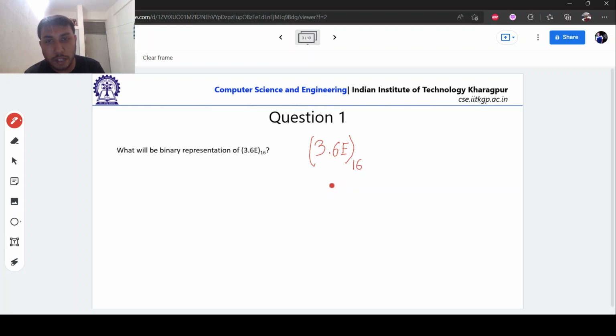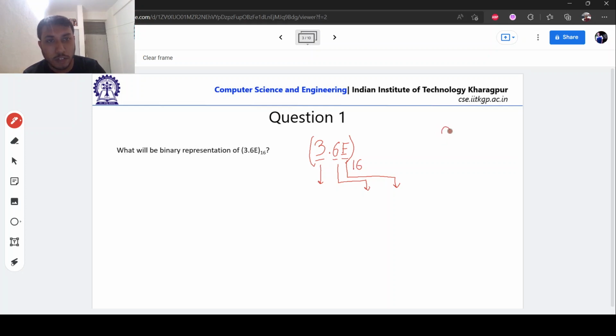So the very simple solution is you divide each of these hex digits and write the corresponding binary numbers. So it will be something of the sort of like this. So what is the binary of? One thing is that you need to remember all the binaries and the corresponding hexadecimal.